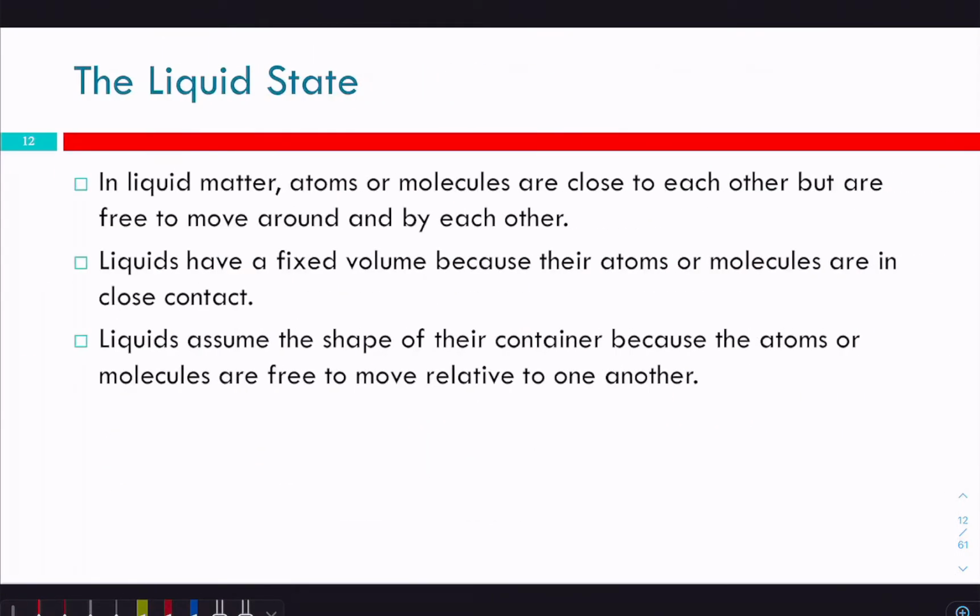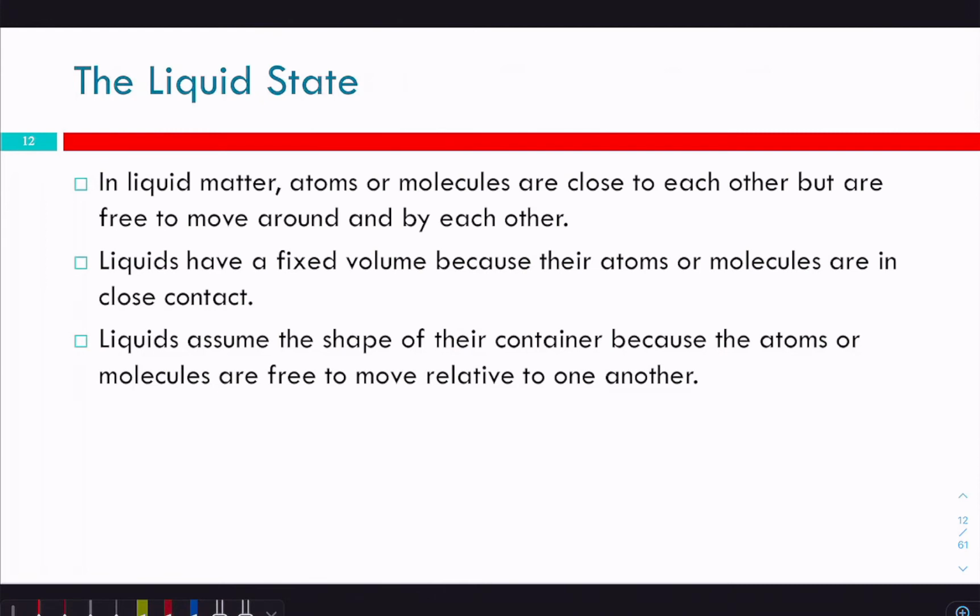All right, so liquid state is like the end of the concert. Now everybody is trying to leave. There's a little more space because people have started to leave, and you can move around a little bit, but you're still kind of in touching distance of everybody.